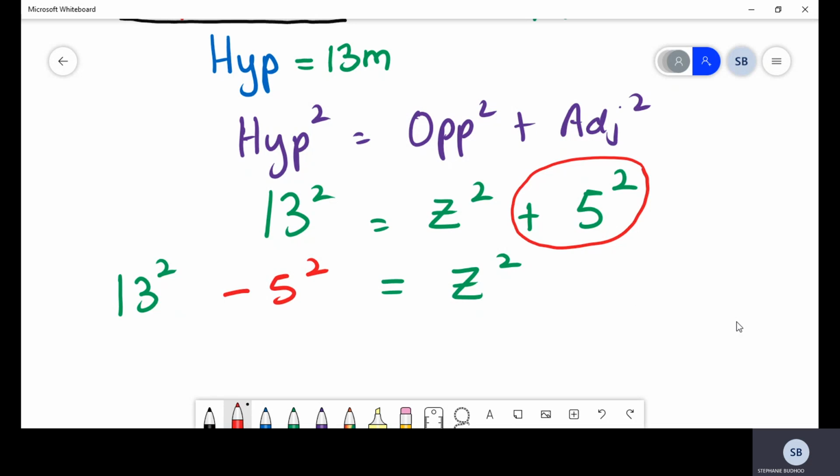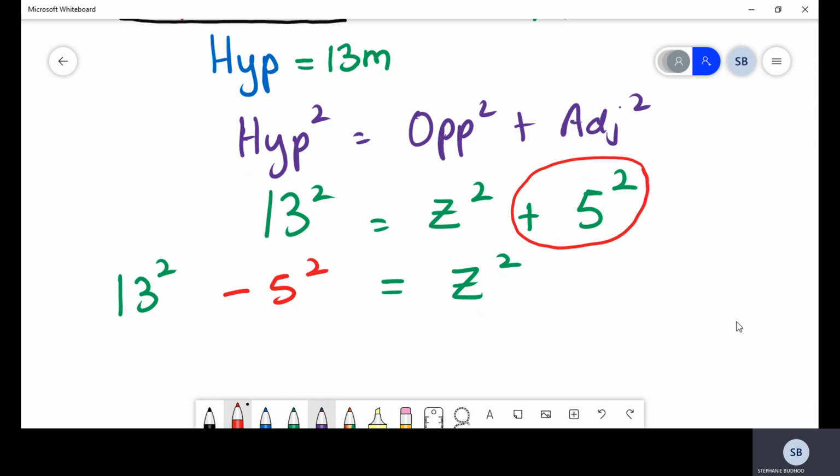Okay, so some students, instead of what I have on the screen, you may have written minus 5 squared plus 13 squared, and that's also correct. It just simply depends on which number you choose to write first. I always like to write whichever is positive as my first term. So 13 is positive, so I wrote it first, and then I carried across my positive 5 squared so that it became negative 5 squared.